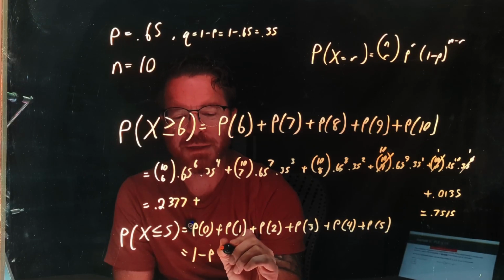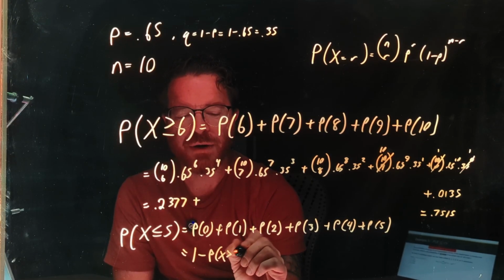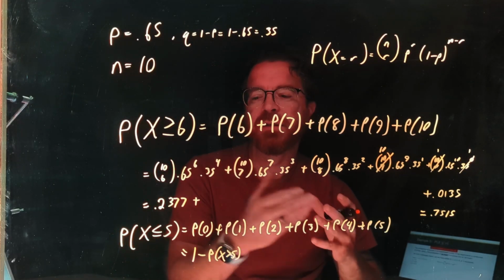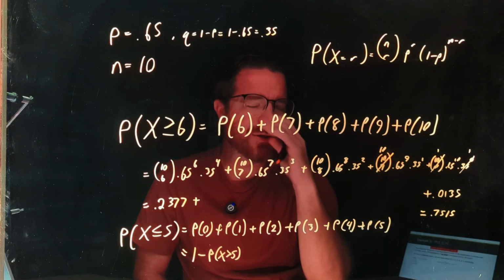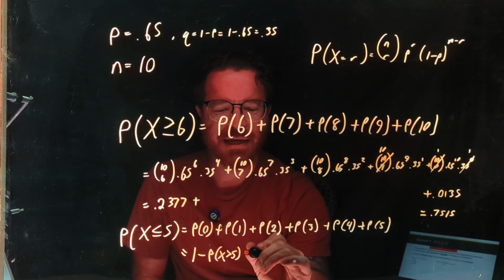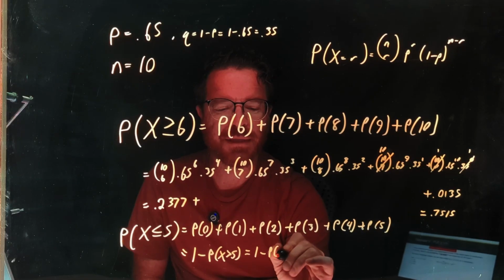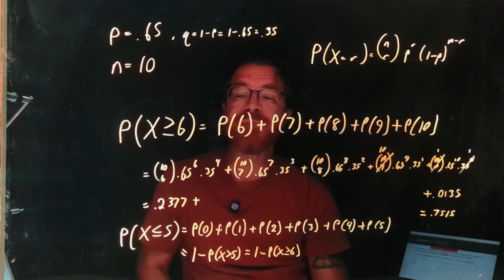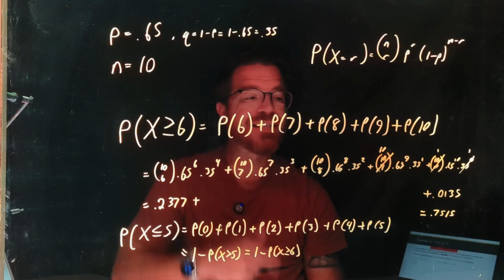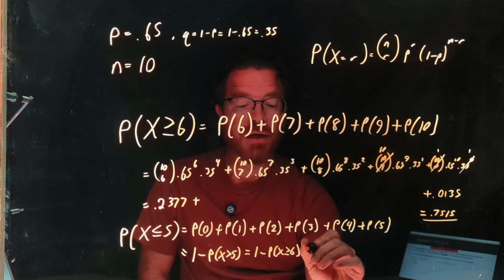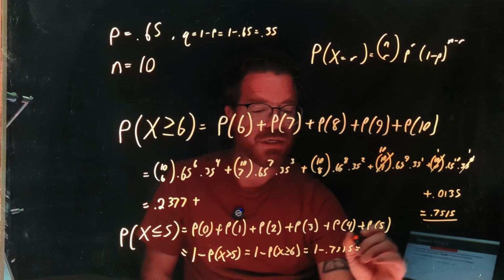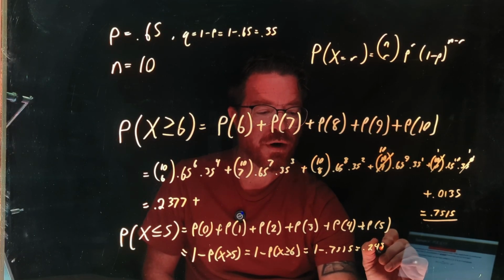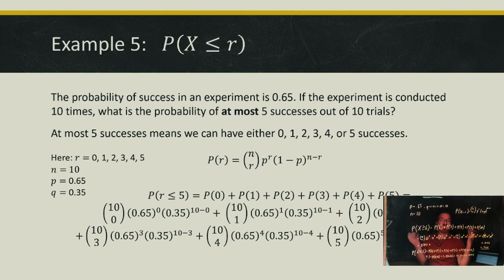1 minus the probability that x is greater than 5, right? Because not less than or equal to 5 would be something that is greater than 5. But remember we talked about this when we were talking about discrete probability distributions. This is the same thing as saying 1 minus the probability x is greater than or equal to 6. Well, we actually already have that value. Probability of x greater than or equal to 6 is 0.7515. So then I just have to put 1 minus 0.7515, which would give me 0.2485. If you look at the slide, that is exactly what it is.